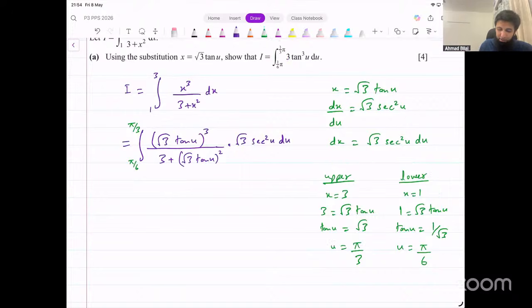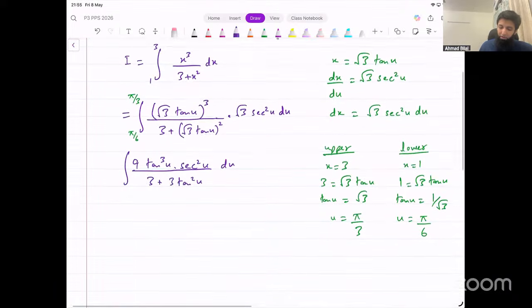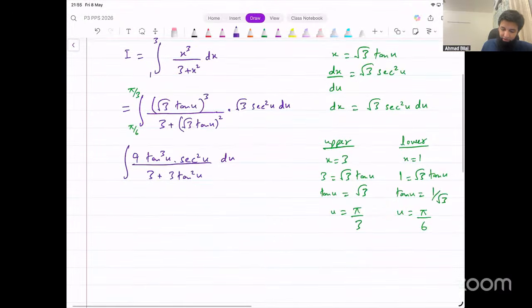Now let's simplify this a little. (√3) cubed and this √3 will become (√3) to the power 4. That's the same thing as 3 squared, which is going to be 9. In the numerator, you'll get 9 from this, and then we have tan³u into sec²u. This is what we have in the numerator. What about the denominator? The denominator is 3 plus 3 tan²u.